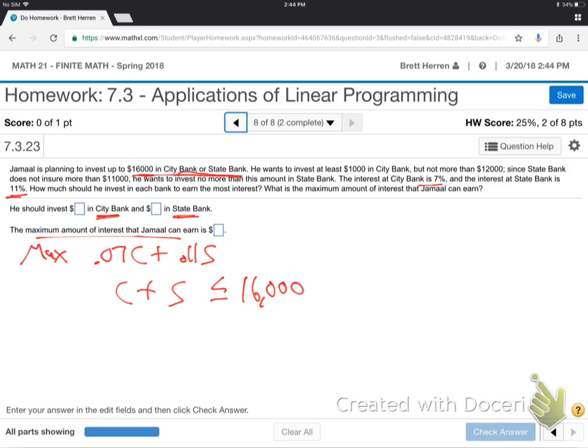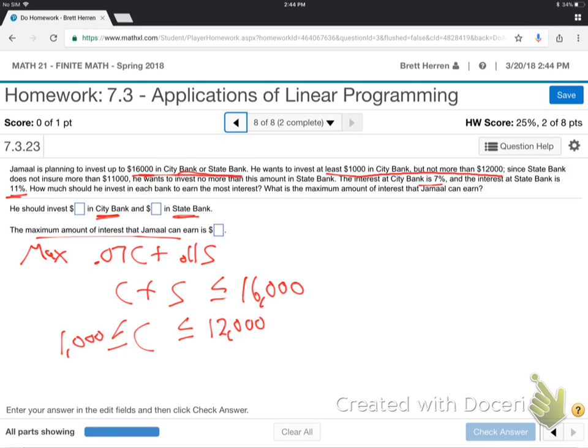Next one, he wants to invest at least $1,000 in city. So city, oh, this is different. At least is greater. This one's tricky. But no more than 12. Oh, okay, this is a tricky one. I'm glad I showed you this one. City is between 1,000, that's what they're saying. At least 1,000, no more than 12. So that's a wrinkle they don't usually do. City's being trapped between 2 numbers, 1,000 and 12,000.